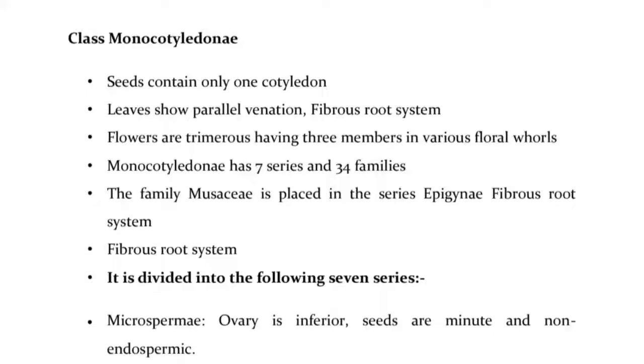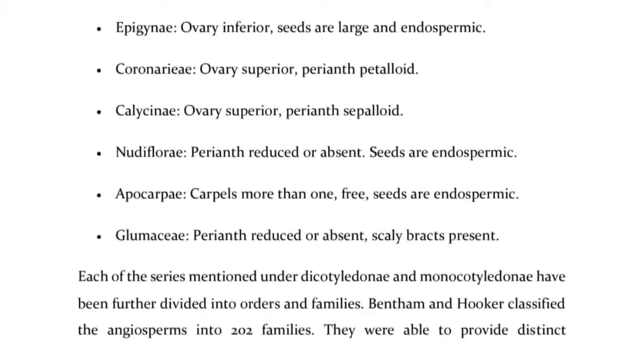Microspermae: ovary is inferior, seeds are minute and non-endospermic. Epigynae: ovary inferior, seeds are large and endospermic. Coronarieae: ovary superior, perianth petaloid. Calycinae: ovary superior, perianth sepaloid. Nudiflorae: perianth reduced or absent. Seeds are endospermic. Apocarpae: carpels more than 1, free, seeds are endospermic. Glumaceae: perianth reduced or absent, scaly bracts present.